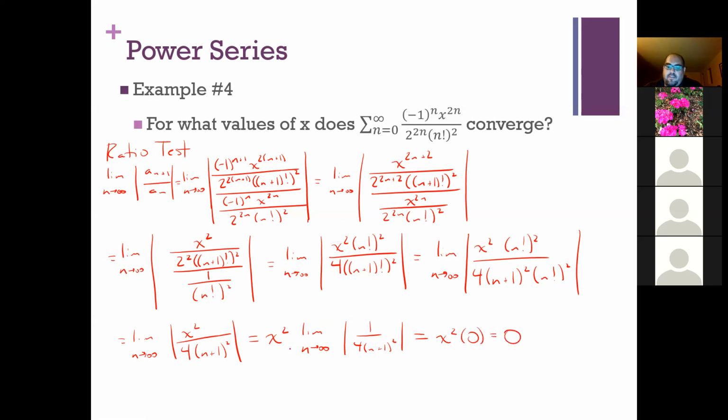So basically this comes out to be x squared times 0. So is there any x value I could have that is going to make this limit greater than 1? No. So what values of x is this series going to converge for? Any values? All, yeah, basically all real numbers.